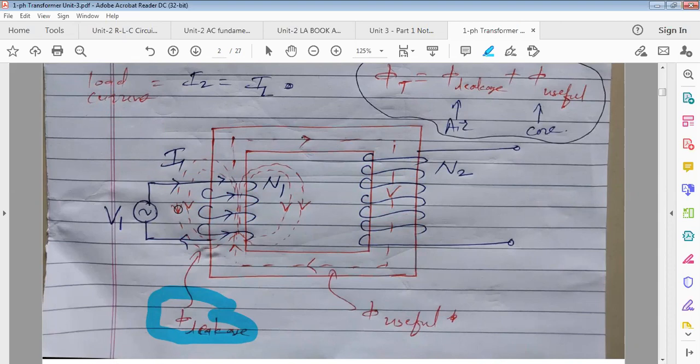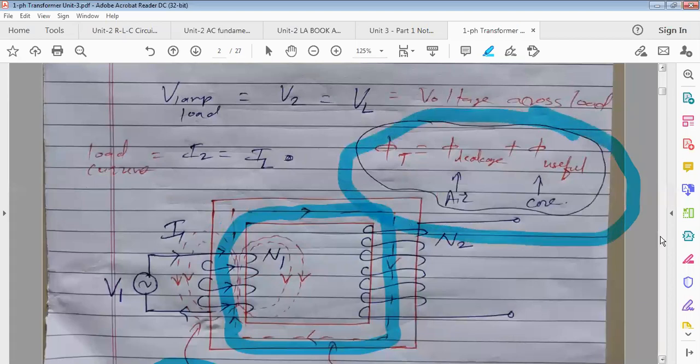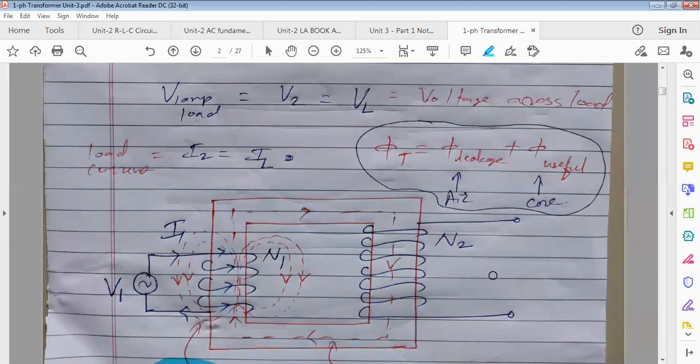Whatever flux is produced by the primary winding, only 95 to 98% of the flux completes its path through the core. The rest 2 to 5% flux will be leakage flux. But the ideal transformer is the one whose leakage flux is 0, and that is not possible practically. So here I have written total flux is equal to leakage flux plus useful flux. Leakage flux completes its path through air, and useful flux completes its path through the core.